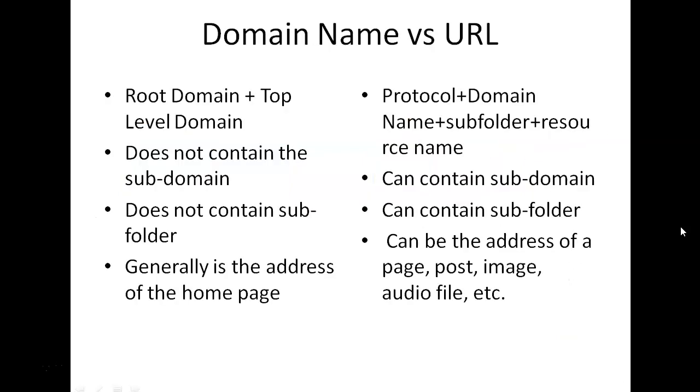Domain name versus URL. A domain name only contains the root domain and the top-level domain, whereas a URL will contain a protocol, the domain name, possibly a subfolder, and the resource name, that is the page or the post that you want to serve.